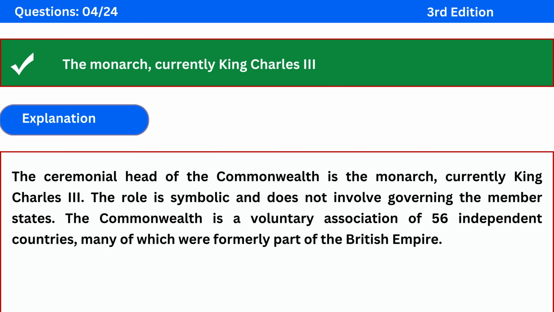The correct answer is the monarch, currently King Charles III. Explanation: the ceremonial head of the Commonwealth is the monarch, currently King Charles III. The role is symbolic and does not involve governing the member states. The Commonwealth is a voluntary association of 56 independent countries, many of which were formerly part of the British Empire.